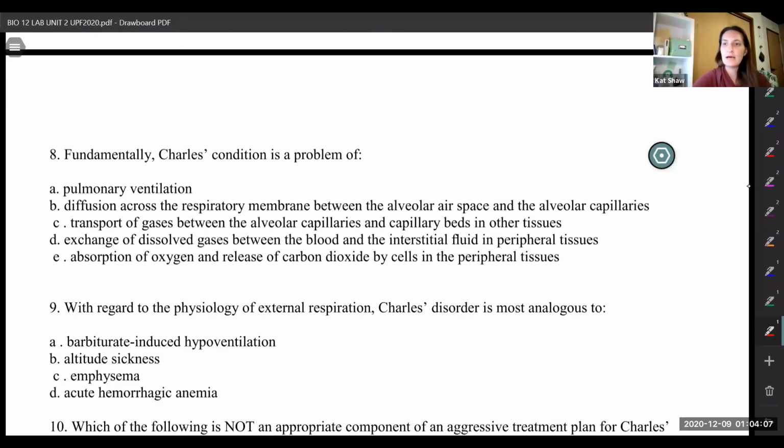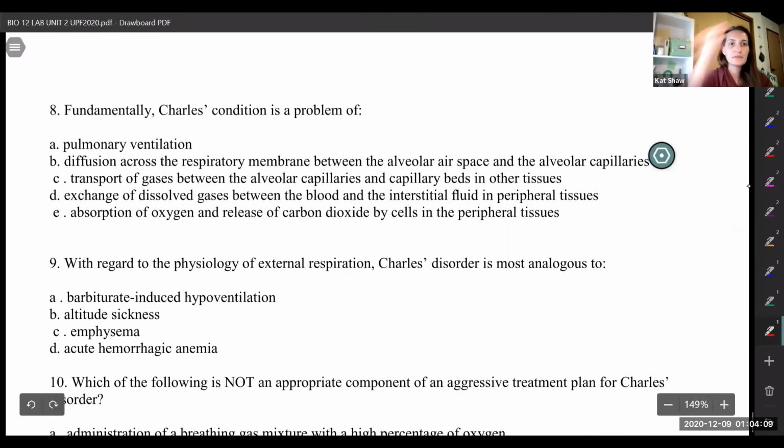Next up, our last page here. Question number 8, fundamentally, Charles' condition is a problem of what? How would you describe his condition? A, B, C, D, or E? Alexis says C. Anyone want to disagree here? Jessica says he can't transport the oxygen.